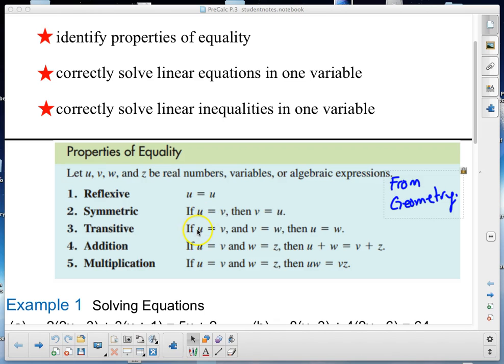Transitive property, if u equals v and v equals w, then u and w are equal. Okay, so it's that dropping of the middleman. Addition, whatever I add to one side, I add to another. So if u equals v and w equals z, because we're showing that we have the same stuff that we're going to add together, then u plus w is equal to v plus z. Multiplication, same idea. If u and v are equal and w is equal to z, and then if I multiply the same value to each side, it's still equal.